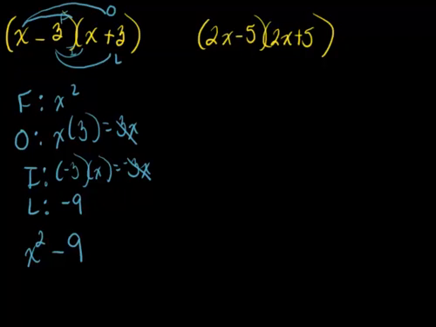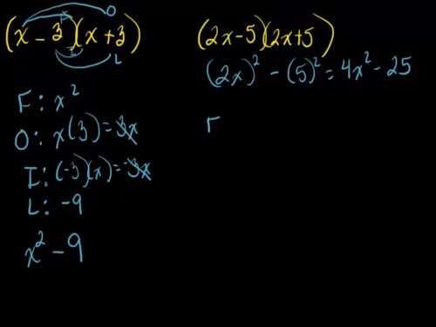So x squared, this term squared, minus this term squared. If we were to look at that rule, we should get here 2x squared, minus 5 squared. So our answer should be 4x squared minus 25. Let's look at this rule using FOIL to see if this is going to give us that answer.